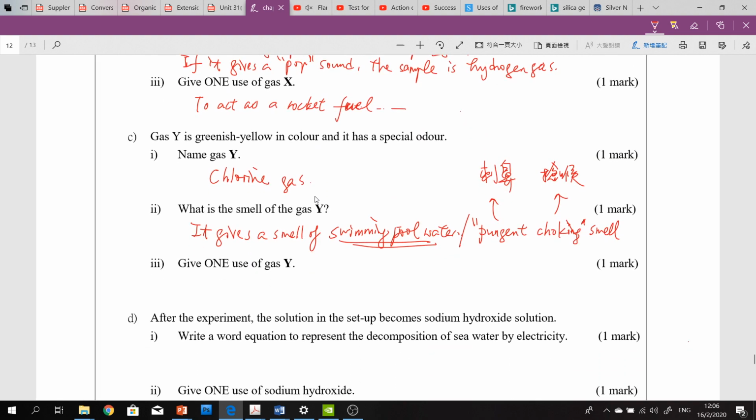And give one use of gas Y. Of course, to make chlorine bleach, or you use it to kill germs in drinking water.